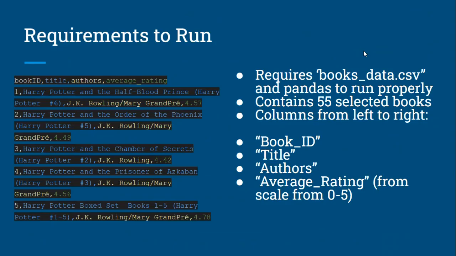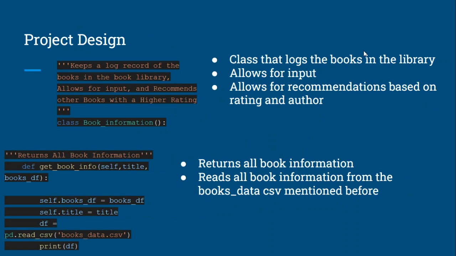So to run our file, a special books data CSV is required, and pandas, of course. Our book CSV contains 55 selected books, and it has columns. From left to right, they read book ID, title, authors, and average rating, which is on a scale from 0 to 5.